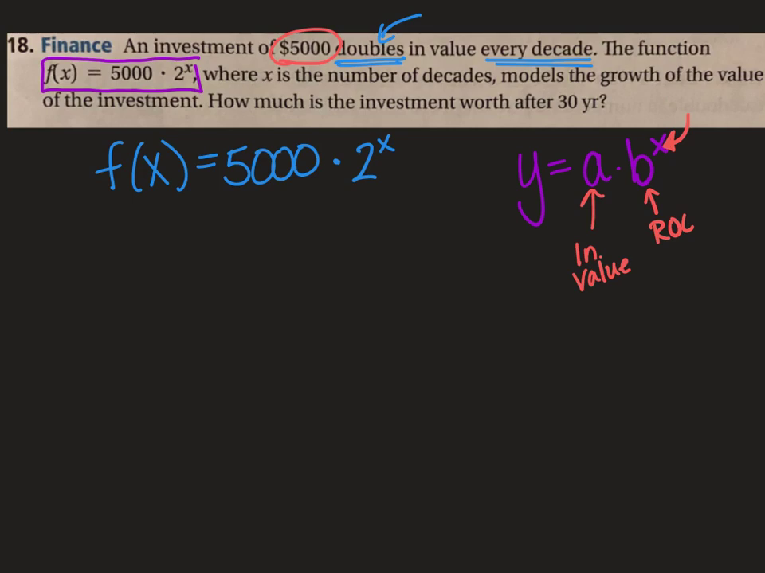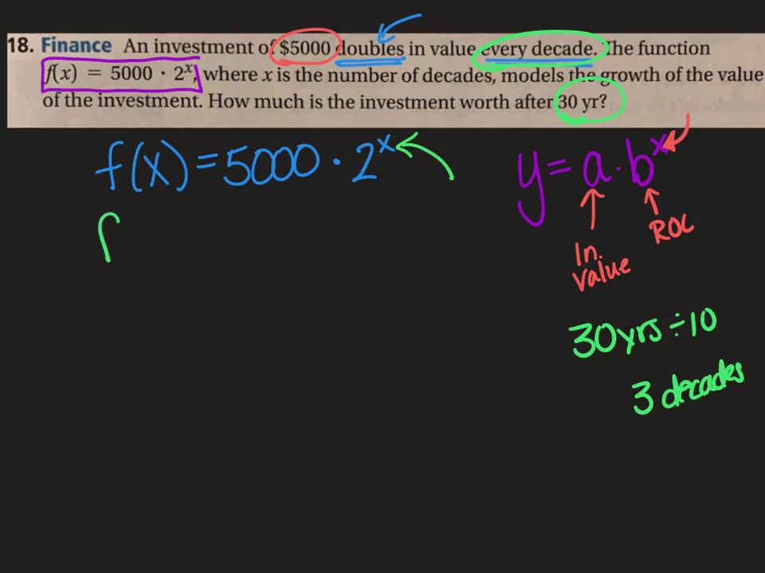Now, here comes the important part. What are we going to use as our exponent? Notice they said every decade, so every 10 years over a period of 30 years. So what's 30 divided by 10? Because it's 30 years, and then we have to divide it by 10 because 10 years is in a decade. So that gives me 3 decades. So I'm going to plug a 3 in for x.